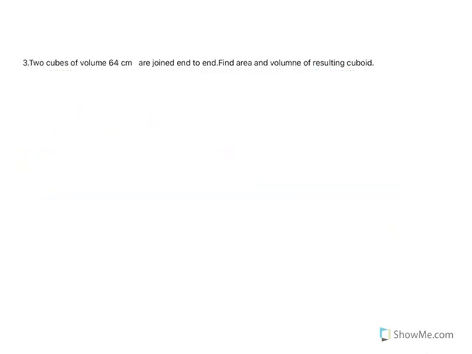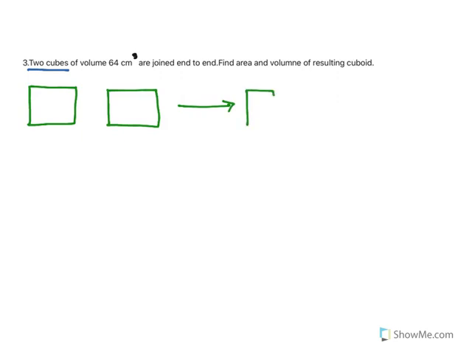Here we have again 2 cubes joined end to end, and the volume is given. Two cubes of volume 64 centimeter cube are joined end to end. Find the area and the volume of the resulting cuboid. So there is one cube, and similarly another cube, and they are joined to give you a resulting cuboid. But in this case the side is not given. The volume is given as 64 centimeter cube for each. So first we need to find the side.